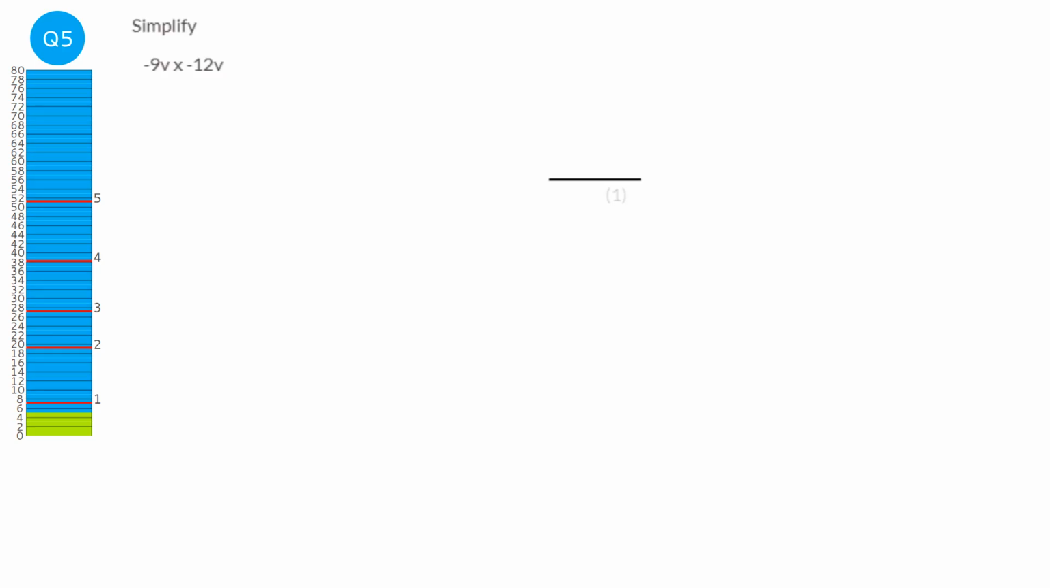Whenever we multiply two negatives, we always get a positive. So we know our answer will be positive. We're going to do 9 times 12, which is going to be 108, and v times v, which is going to be v squared.